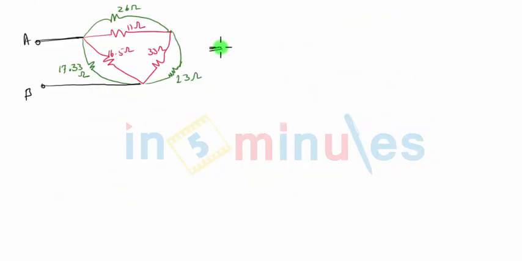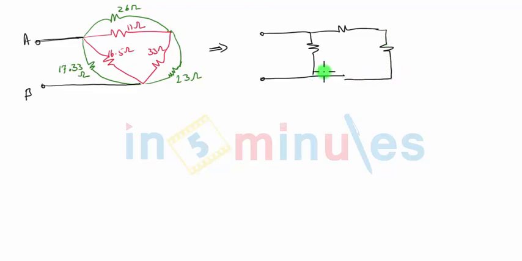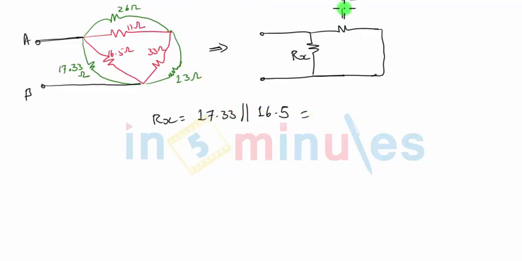So the next simplification will be 11 and 26 will be in parallel, 33, 13 will be in parallel, and 16.5 and 17.33 will be in parallel. So we will basically have one resistor which is parallel combination of these two, one resistor here and one vertical resistor. So let me one by one define all the three resistors. Let me call this resistor RX. So you can see RX we have taken as parallel combination of 17.33 and 16.5.